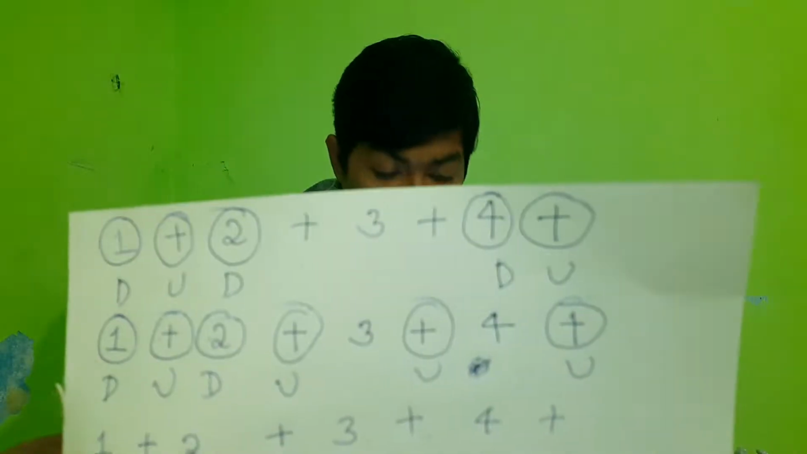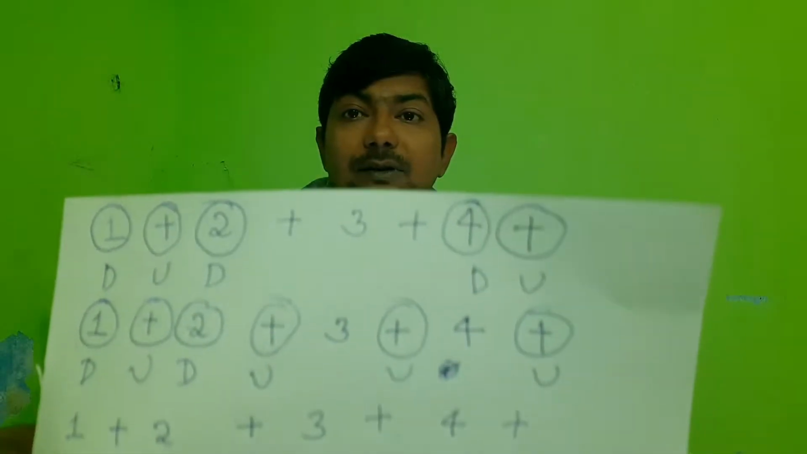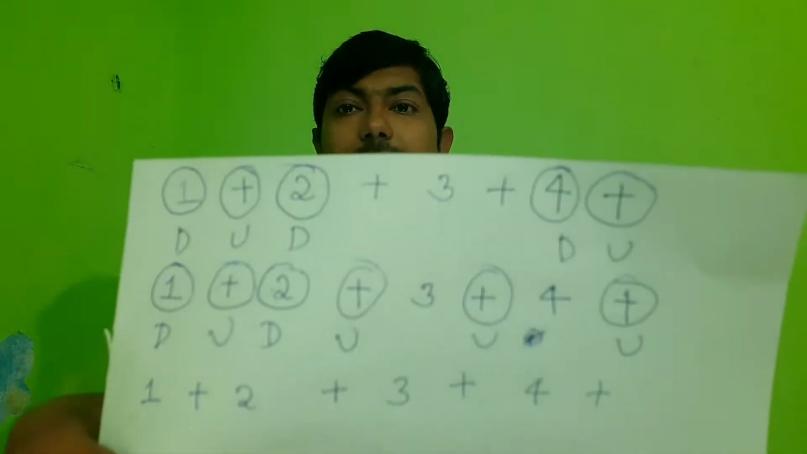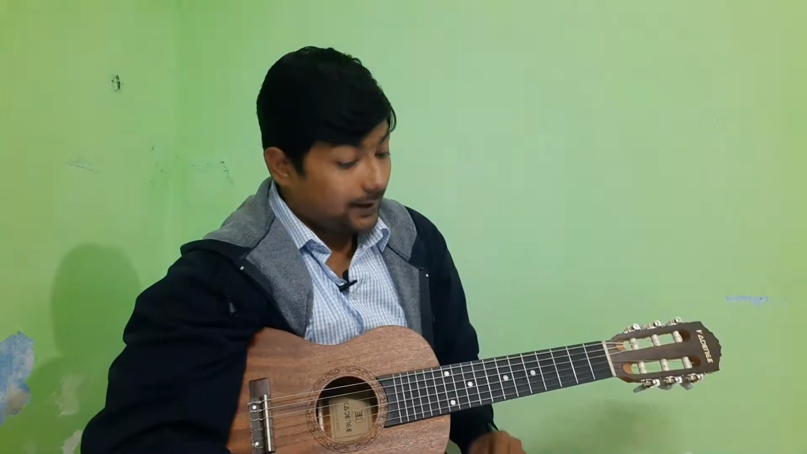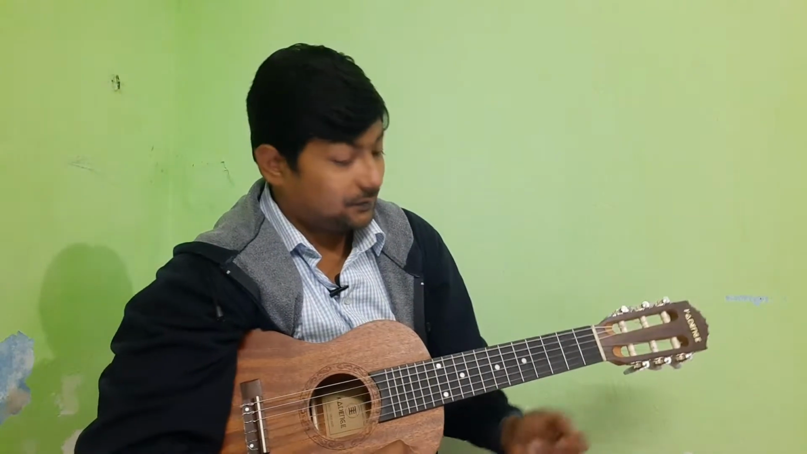I got 1 2 3 4 6 and 8. So we got a total of 6 strums, and we got 2 missing downstrums. The last 2 downstrums are completely missing.